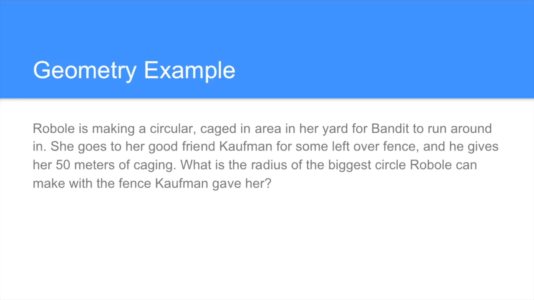Robley is making a circular, caged area in her yard for Bandit to run around in. She goes to her good friend Kaufman for some leftover fence, and he gives her 50 meters of caging. What is the radius of the biggest circle Robley can make with the fence Kaufman gave her?